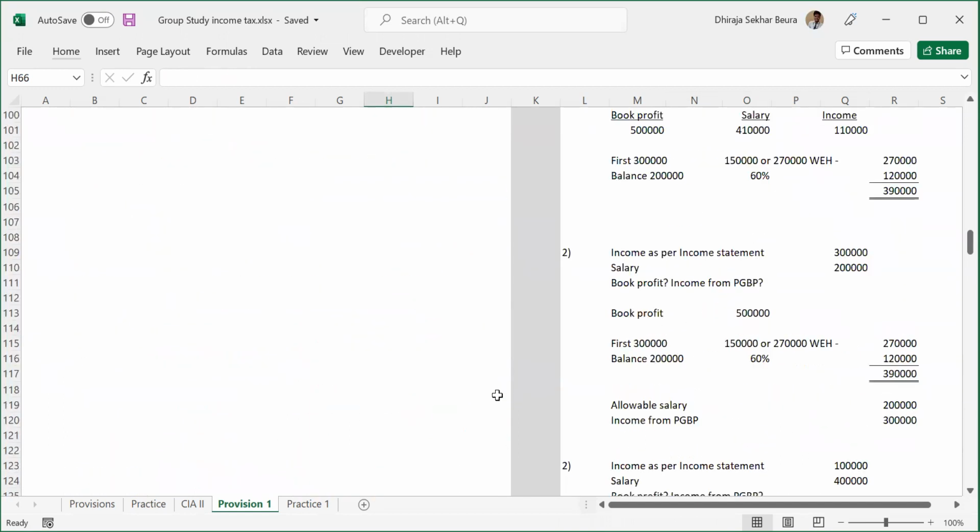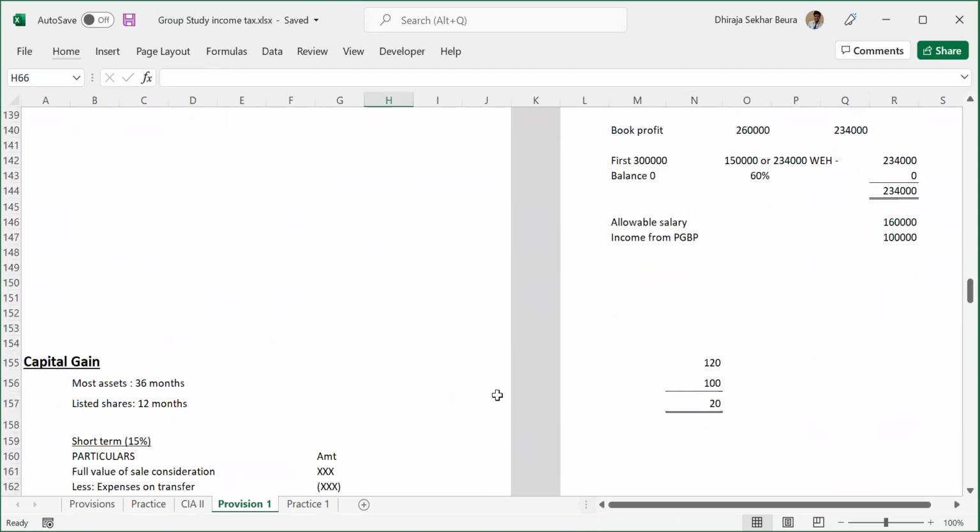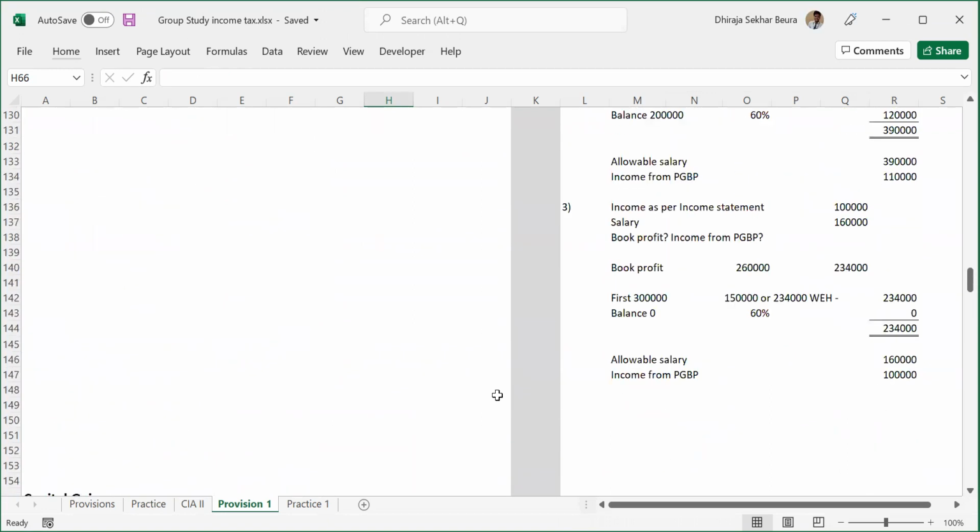Now let's move on to our next calculations, which we did about capital gains. There were two types of capital assets, short term and long term. And there were two types of months I told. What were the months? 12 and 36. No, saying 12 for short term and 36 for long term is incorrect. 12 is for some assets, and 36 for some other assets.